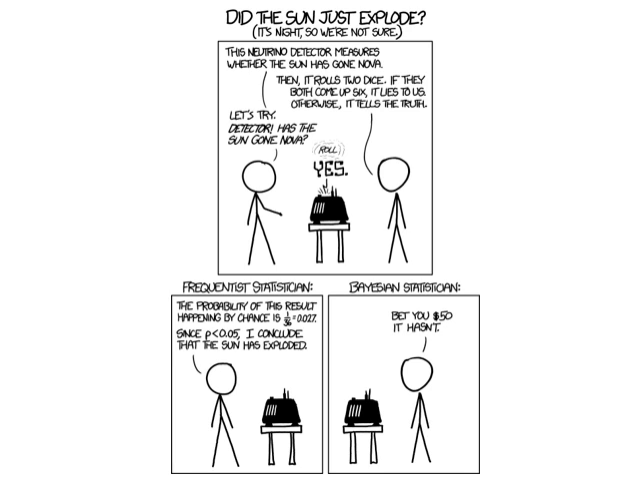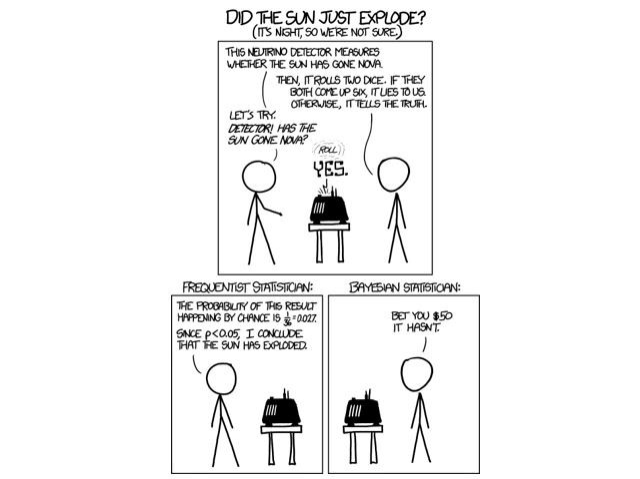However, this is a quick cartoon that explains the difference between a frequentist statistician, which is basically what I'm teaching, and a Bayesian statistician that looks at the overall probability. So, did the sun just explode? This neutron detector measures whether the sun has gone nova. Then it rolls two dice. If they come up both as 6, it lies to us. Otherwise, it tells us the truth. By the way, the chances of getting boxcars on two dice are about 1 in 20, or about 5%.